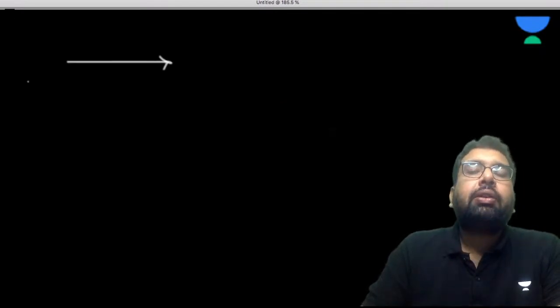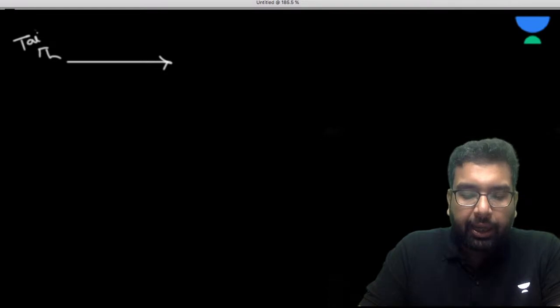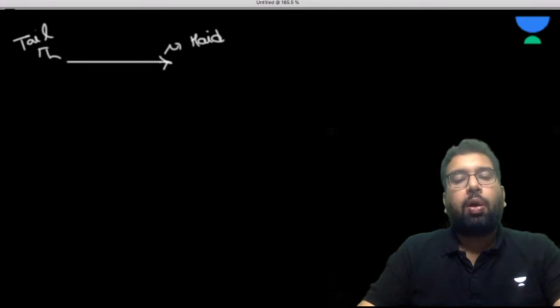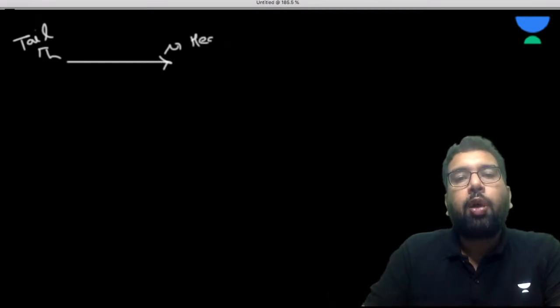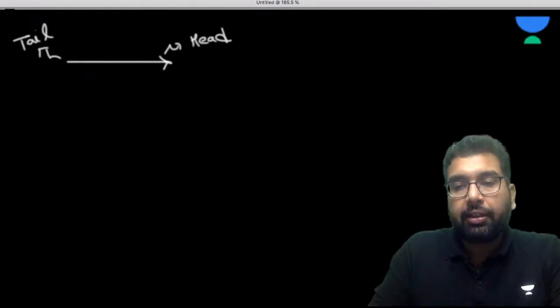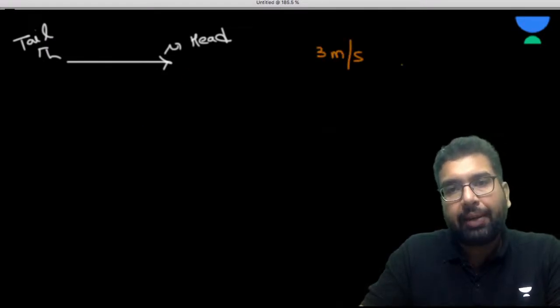But before that, any vector, we know it is represented by a line like this. This is the tail, and this is the head. From tail to head, this refers to the direction of the vector. Let's suppose I write that a body is moving at a velocity of 3 meter per second in east direction.